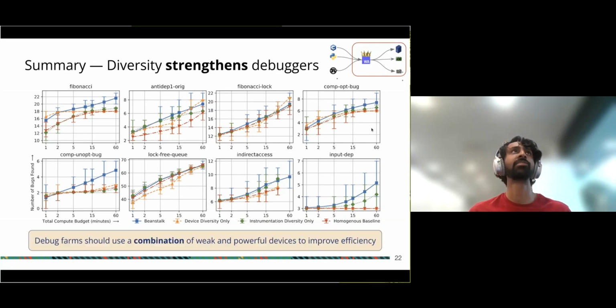Our takeaway from this is that when you build a debugger for debug farms, you should use a combination of weak and powerful devices. It's counterintuitive because 10 server-scale devices actually make your debugger weaker than, say, 4 server-scale devices, 3 single board computers and 3 microcontrollers, because you get that much diversity from your platform and instrumentation.